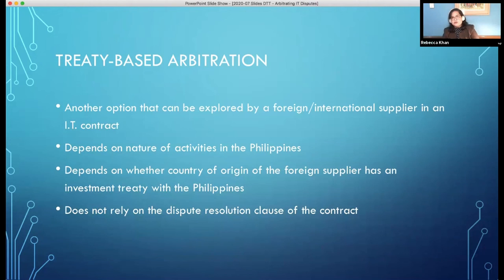So that is your look at arbitration in general, types of arbitration, and how it's attuned as a dispute resolution measure for IT contracts, and in particular, the requirements under the Government Procurement Reform Act for requiring arbitration as a dispute resolution measure. So I hope you found that helpful.